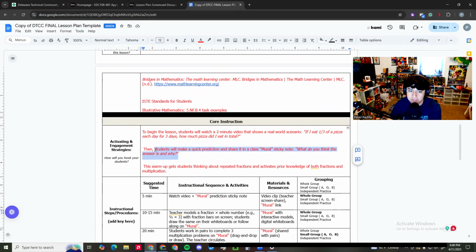That's an introduction to the app, of what they think the answer is and a why. This formula gets students thinking about repeated fractions, prior knowledge on both fractions and multiplication. And I didn't add it, but obviously it introduces them to that app like I mentioned before.